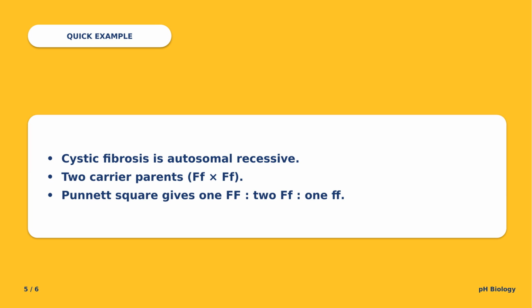The lowercase f lowercase f individual, i.e. 1 in 4, has cystic fibrosis. The two capital F, lowercase f individuals are healthy carriers. They don't have the disease, but can pass it on.